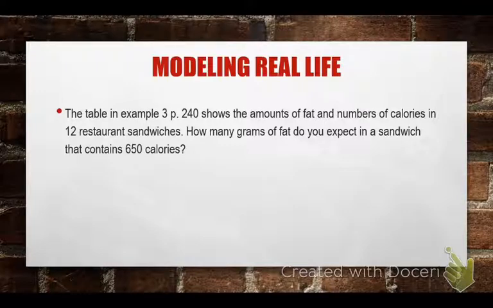It's a positive relationship. And because there is a relationship between the values, I can make a prediction on a value that is not in the table. So look in the example. How many grams of fat do you expect to be in a sandwich that contains 650 calories? Well, if you look at the table, there's no sandwich that has 650 calories. But I can use that information to make an educated guess as to how many grams of fat would be in the sandwich. I want you to write down how many you think. Look at the scatter plot, look at your table, and try to determine how many you think.